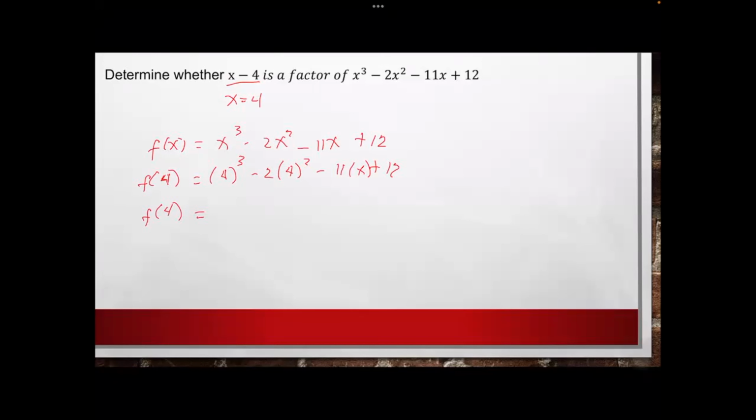Sir, may nakalimutan po kayong palitan na x. Doon po sa negative 11. Okay. That's 4.